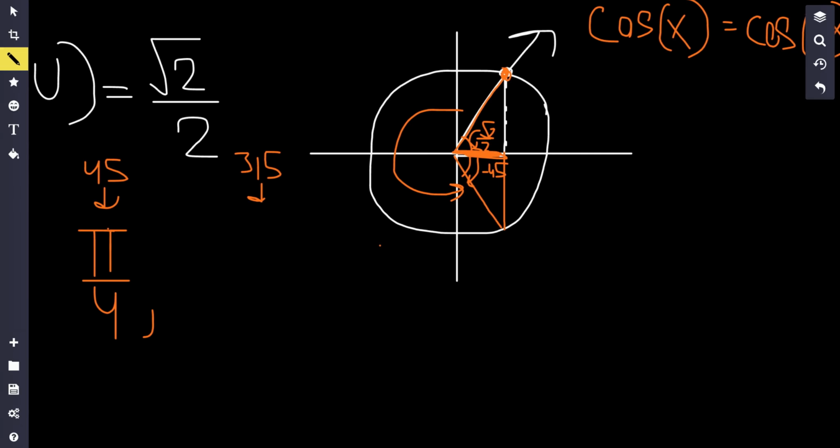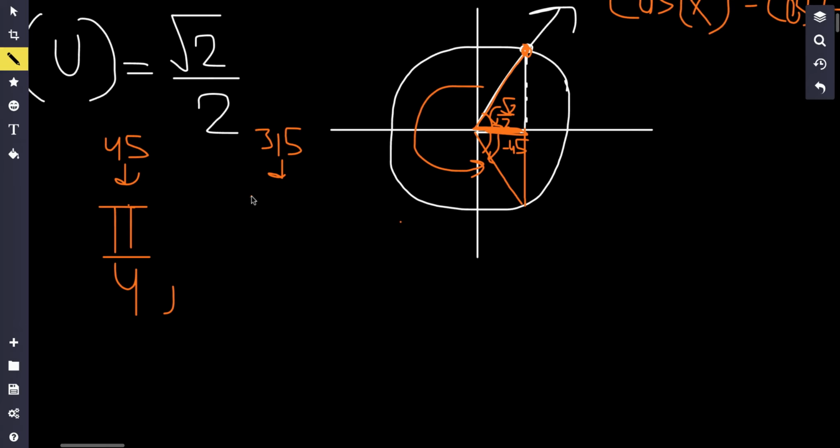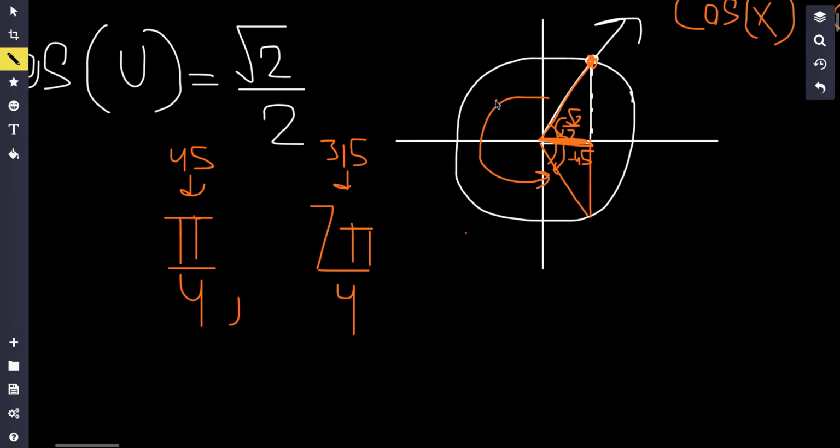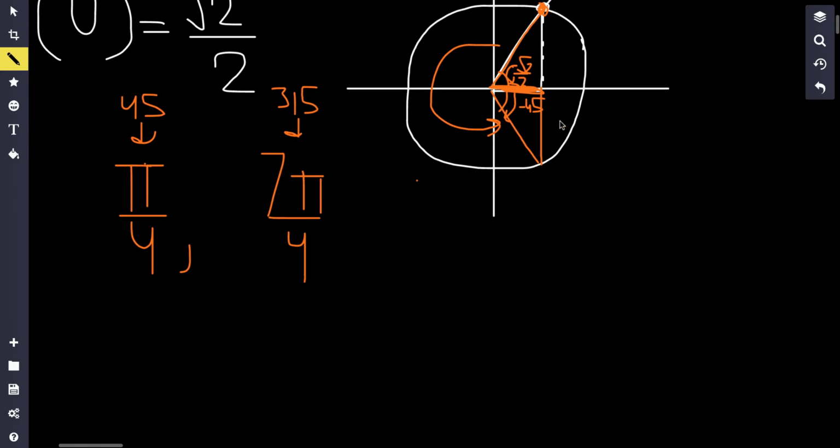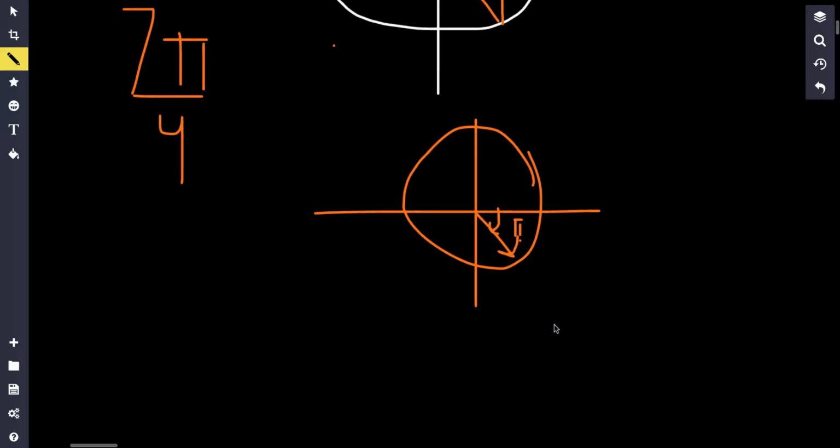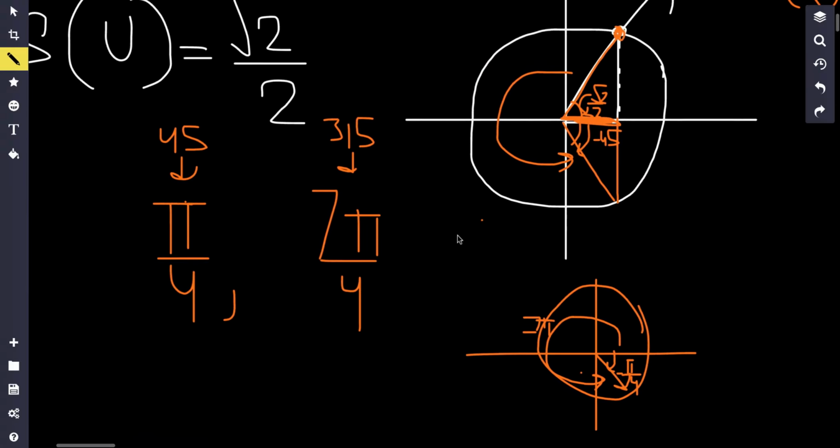315 degrees, if you convert this into radians, should be 7 pi over 4, because a full rotation about the unit circle is 2 pi. So if I go pi over 4 this way, that's the same thing as going 7 pi over 4 the other way, counterclockwise. Okay.